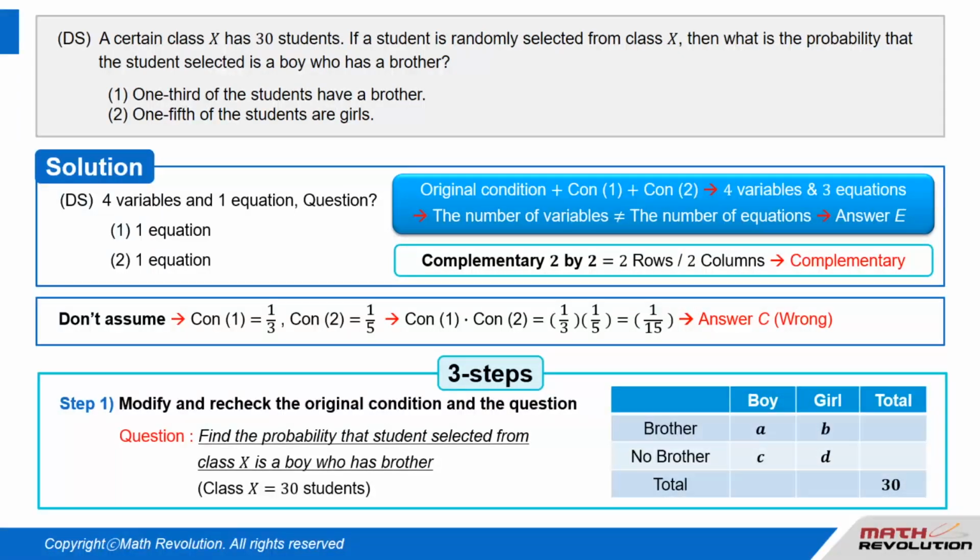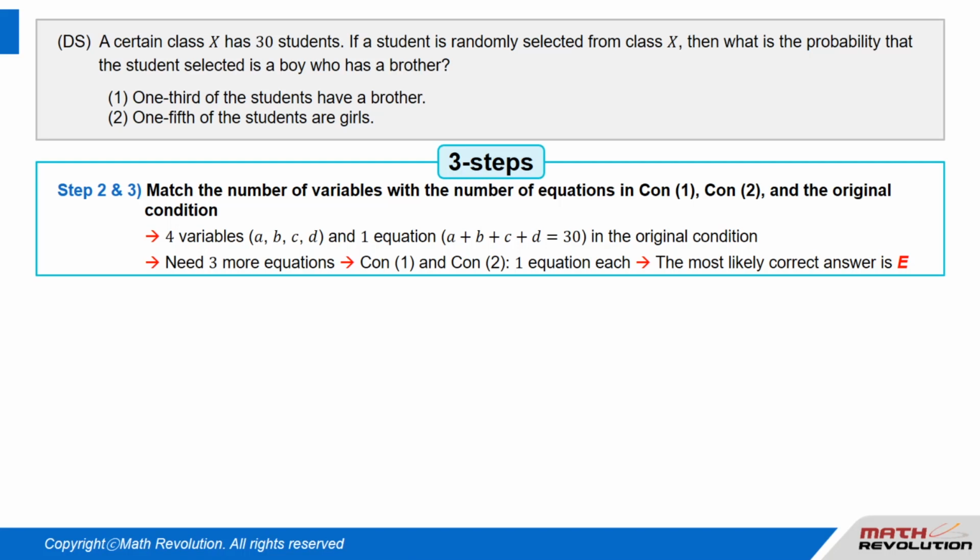Follow the first step of the variable approach by modifying and rechecking the original condition and the question. We have to find out the probability that the student selected is a boy who has a brother if a student is randomly selected from a class of 30 students. This question can be converted into a complementary 2 by 2 table. Boy who has brother equals A. Boy who doesn't have brother equals C. Girl who has brother equals B. Girl who doesn't have brother equals D. Total number of students equals 30. Now we are looking for the value of A over 30.